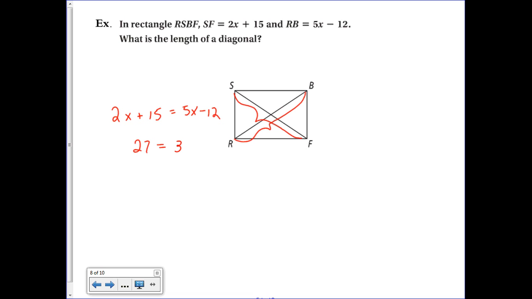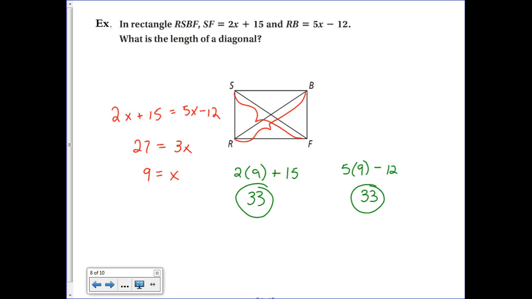Solve for x. And then it's asking us for the actual length of the diagonal, so we better plug our answer for x back in. 18 plus 15. That's the length of SF, and when I plug it into RB, I should get the same thing. Good way of checking that you've done your work right. That's 45 minus 12, also 33.